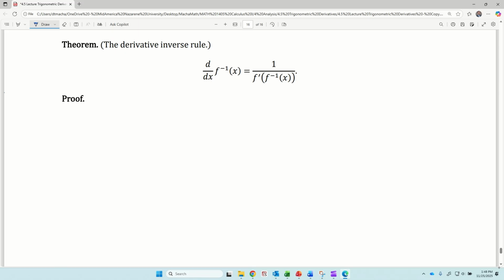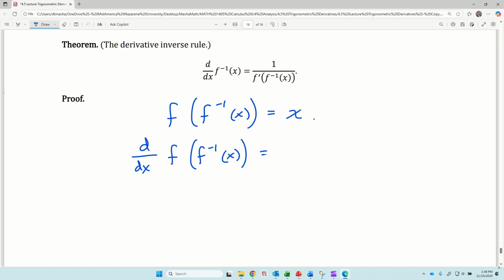If I wanted to prove this rule, which is telling me about the derivative of an inverse function, I'm going to first remember that if I compose the original function with its inverse function, the definition of what it means to be an inverse function is that function composition will give me the identity function, which is just x. And then I take the derivative of both sides. So here's the derivative of that composition on the left side, and then the derivative with respect to x of x on the right side.